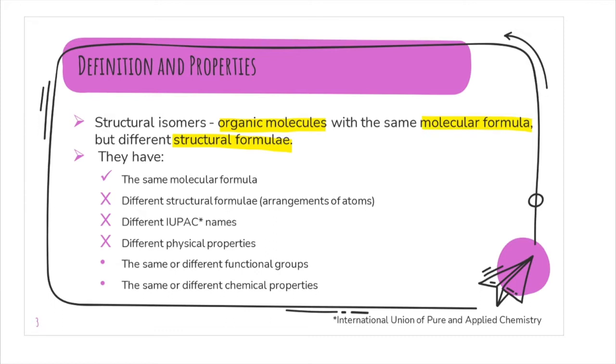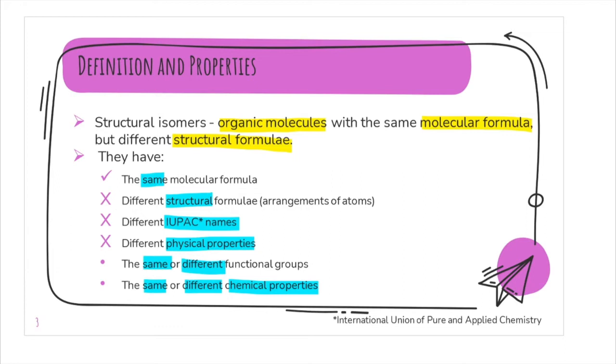We say that structural isomers have the same molecular formula. They have different structural formulae and therefore different arrangements of atoms. Their IUPAC names are different. They have different physical properties. They can sometimes belong to the same functional group, but other times they belong to different functional groups. Here we speak about functional isomers, and they may or may not have the same chemical properties.